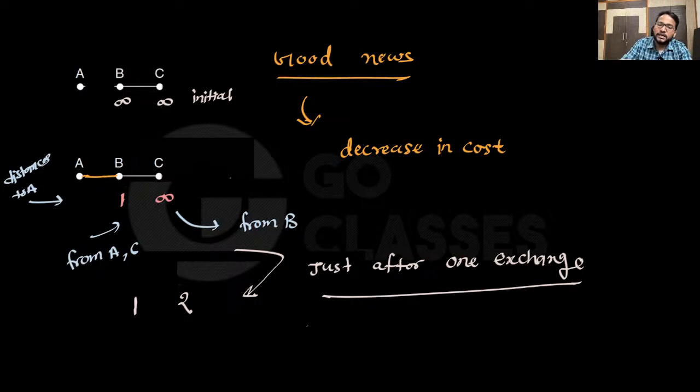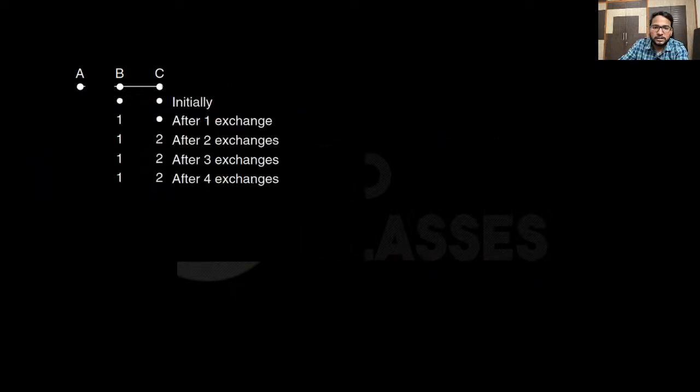Now let's see if bad news is also traveling fast or if it is traveling slow. If it is traveling slow, then it is a problem. Problem does not mean that it is wrong. It just means that I need to wait for some time. That's all. Okay, so let me first talk about the bad news. See, just after one exchange, you will be having 1, 2 here, and it will not get updated after it, right? It is just 1, 2.